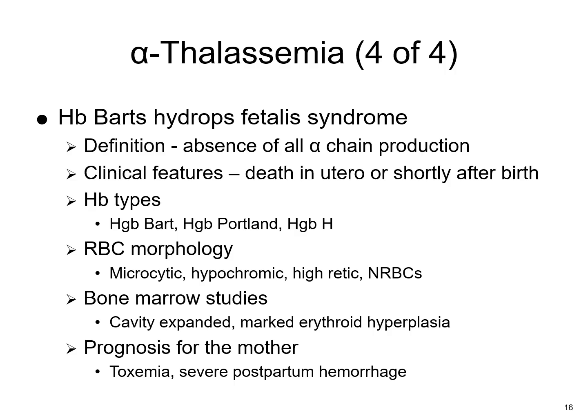The absence of alpha chains means that the fetus produces abnormal hemoglobins, such as hemoglobin Bart's, hemoglobin Portland, and hemoglobin H, none of which are effective at oxygen delivery. For red blood cell morphology, this is characterized by microcytic hyperchromic anemia with a high reticulocyte count and the presence of nucleated red blood cells in the peripheral blood, which would indicate a severe stress on the bone marrow to produce red cells. Bone marrow studies typically show marked erythroid hyperplasia with expansion of the marrow cavity as the body attempts to compensate for profound anemia.